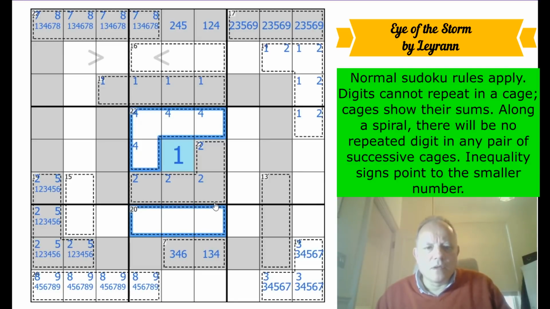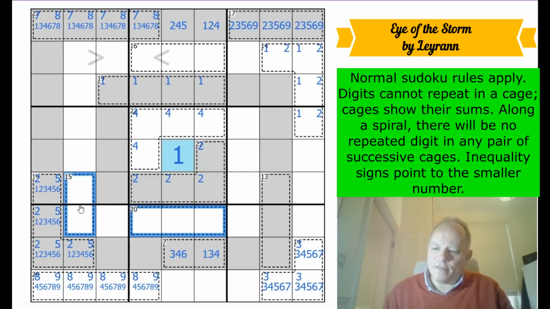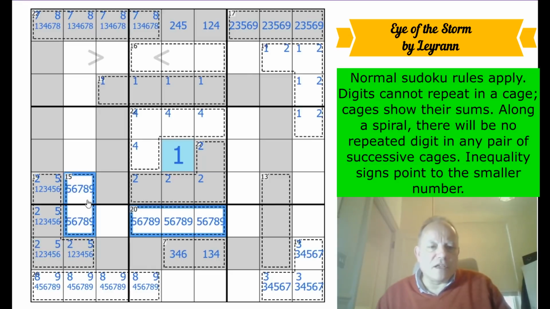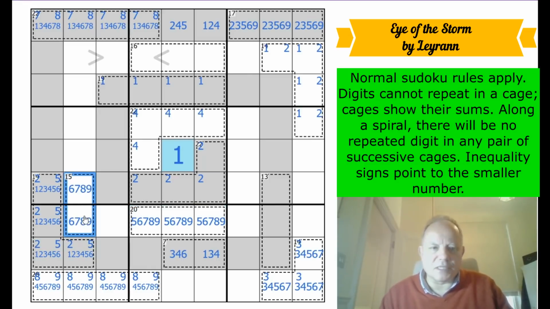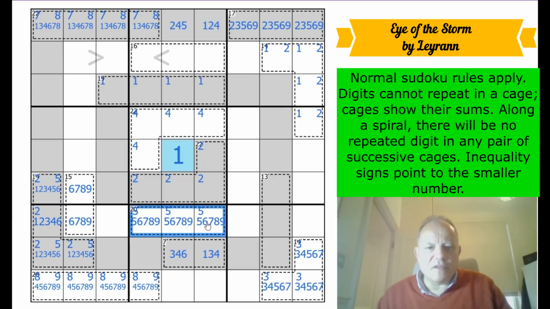So fourth, this could be 3, 9, 8. No, 20 and 15. Right, that's really useful. 35 in 5 cells has to be 5, 6, 7, 8, 9. The 5 can't be in the 15 cage. The 5 is definitely in this 20 cage. So let's take 5 out of there. Now there's a 5 in here, so there's no 5 in this cage.